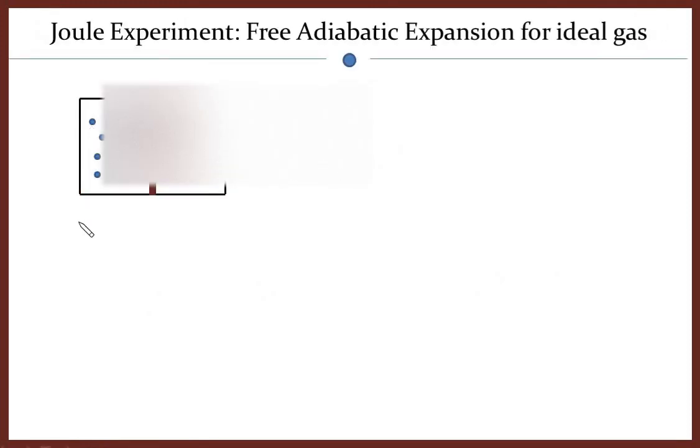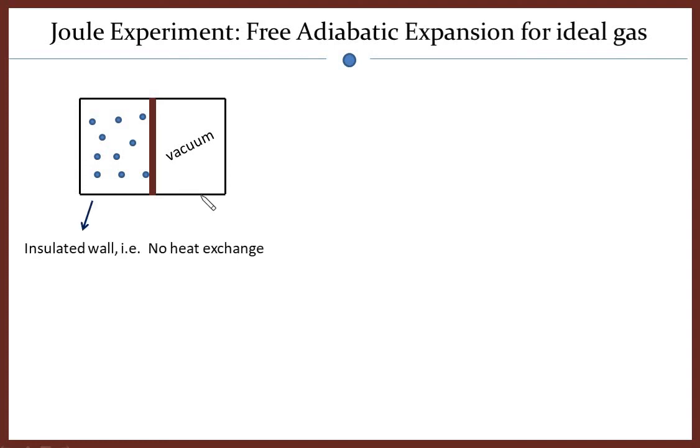This is a schematic diagram of Joule's experiment. Here we have one container which is separated into two parts by a barrier. One part of this container is filled with gas and the other part is evacuated so that this part becomes vacuum. Obviously this experiment is adiabatic, thus we need to make the wall of this container insulated so that there will be no heat exchange between system and surrounding. So this is the initial setup.